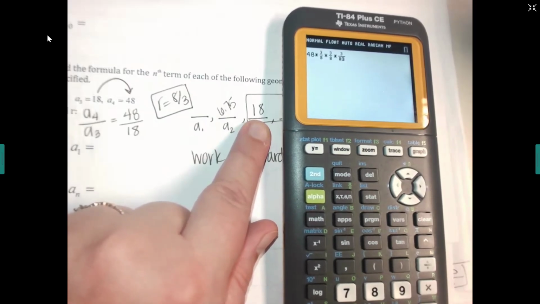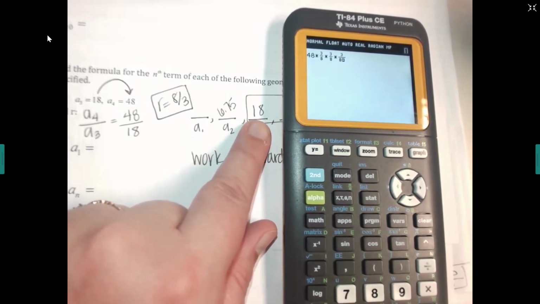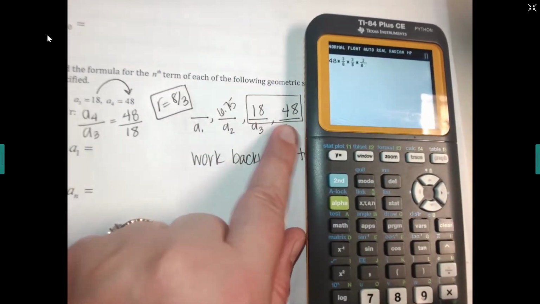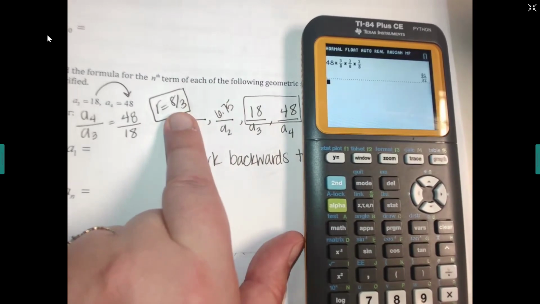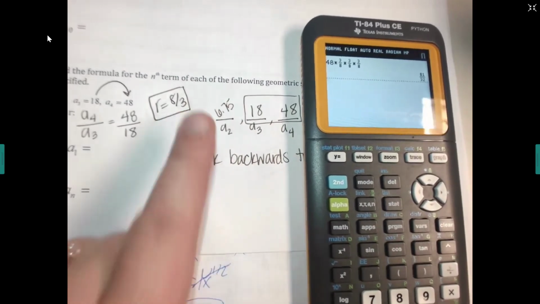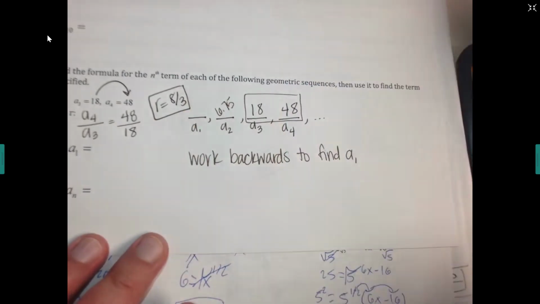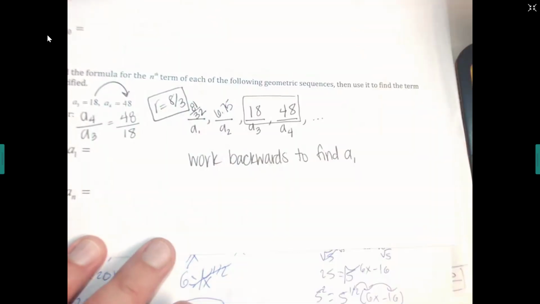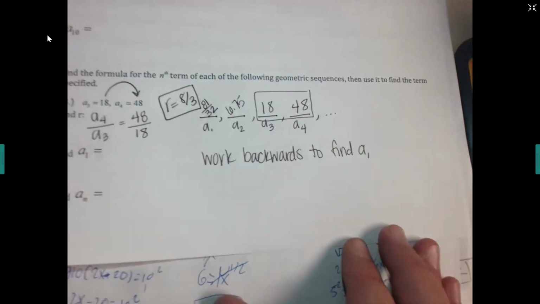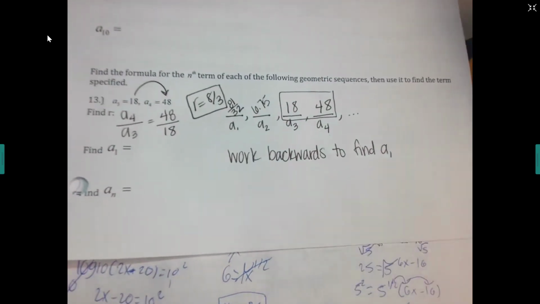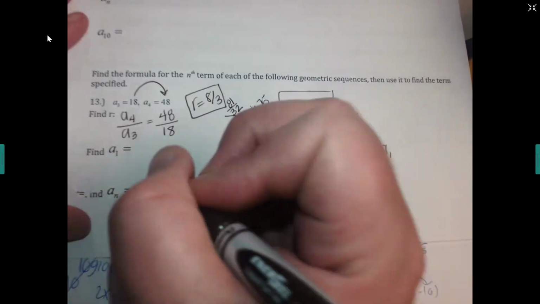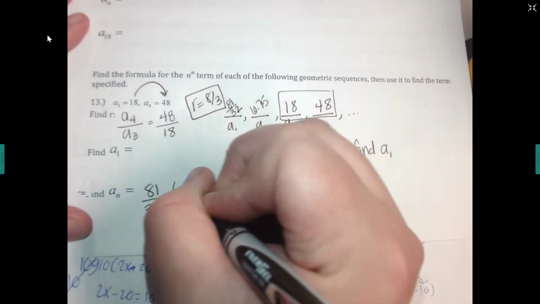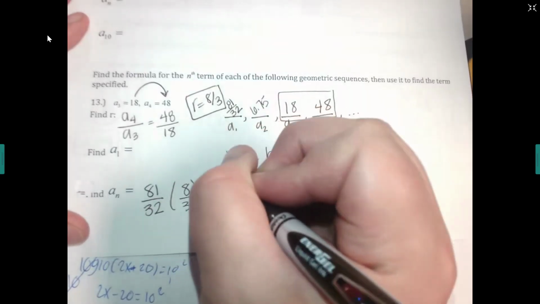Okay, but notice that I'm doing it the number of times that I would have to go backwards. So if I'm on the fourth term, I would multiply it 3 times to go backwards. So my first term is an 81/32. Okay. And then from there, you should be able to write your function rule. It's going to be 81/32 times 8/3, but not on the first one.